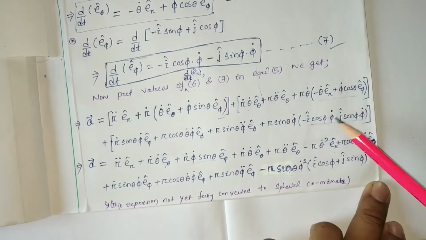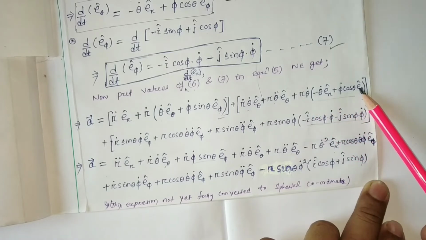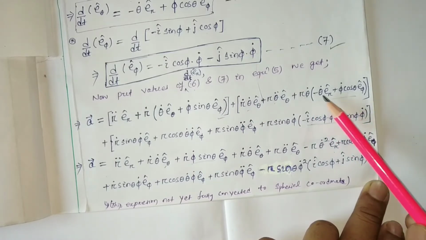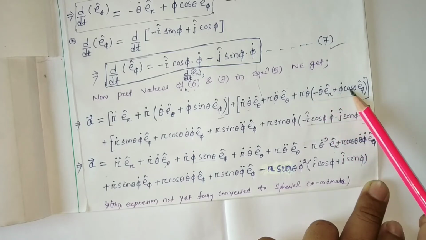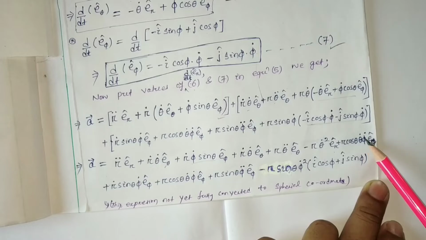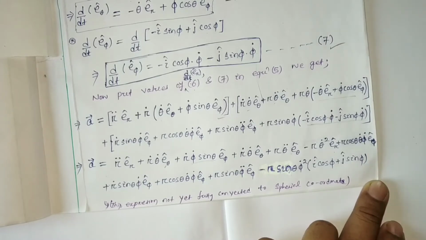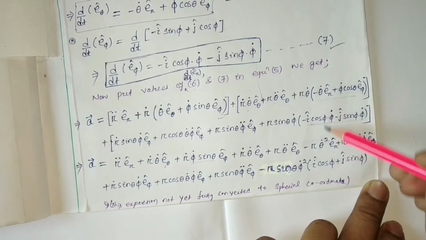Then r theta dot phi dot cos theta e phi cap. The same thing has been written: r cos theta theta dot phi dot e phi cap. Carefully you have to watch these two steps and write them down in your notes.